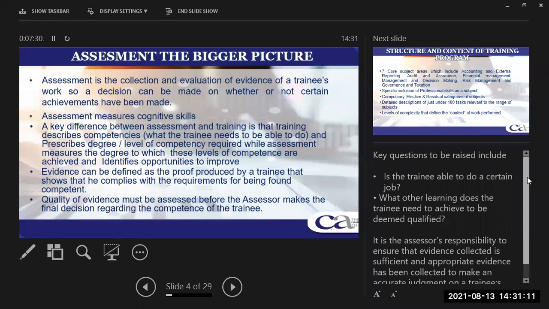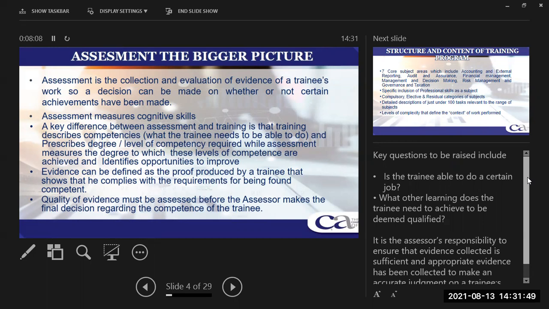Having identified what training is, we then need to measure the performance of an individual against the set criteria, whether one is competent in a particular skill. So that is where assessment comes in. Assessment is the collection and evaluation of evidence of a trainee's work, so that a decision can be made on whether they meet certain requirements or certain competency levels.